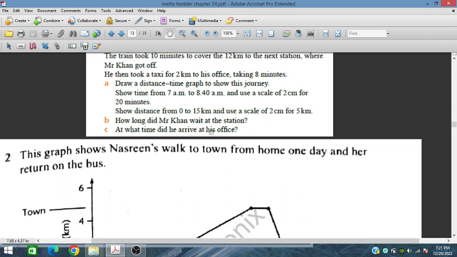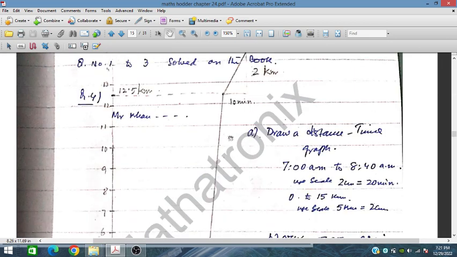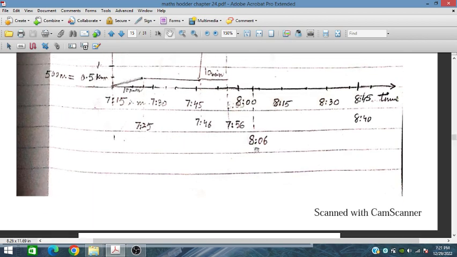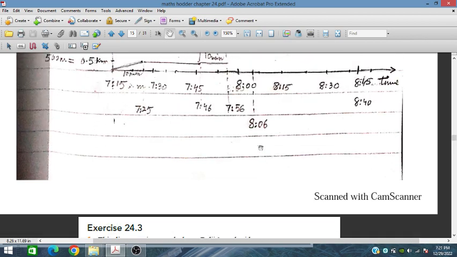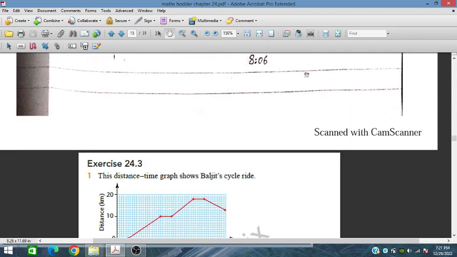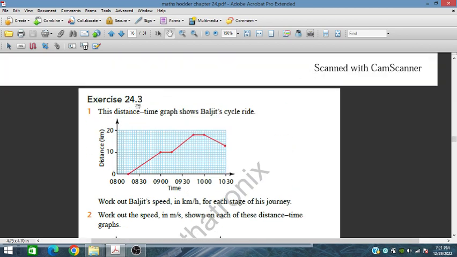At what time did he arrive at his office? This is the time where he arrived at the office, and the time is approximately 8:06. So all the details are here, and it can be drawn like this. In the next session we'll discuss 24.3.